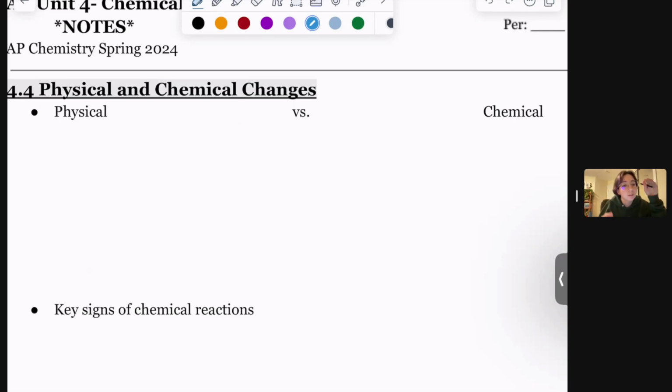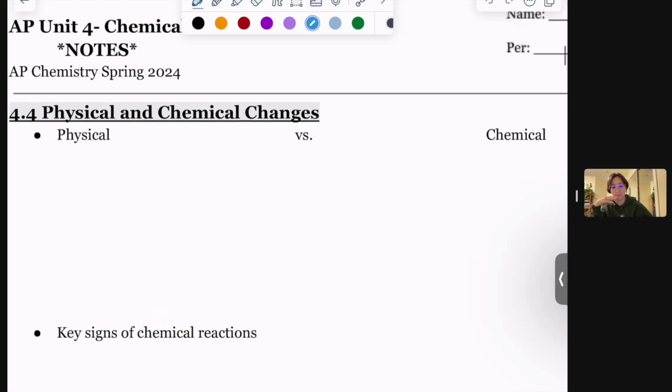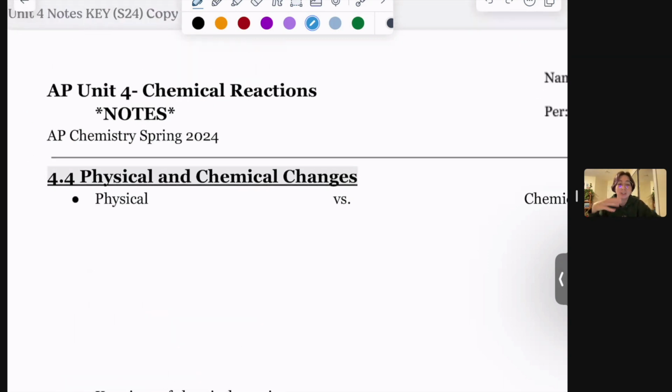Just hopping on to do some of our Unit 4 notes. So Unit 4 is all about chemical reactions. Hopefully a lot of this is stuff you already know. As usual, the notes are just to help you. I just kind of want us to have this shared background. So that's why I'm bothering recording this, giving you a lecture on this.